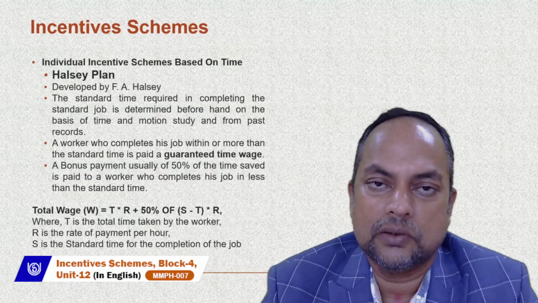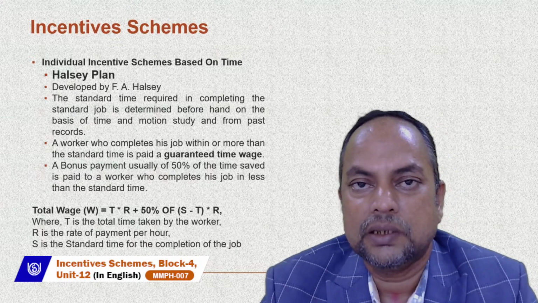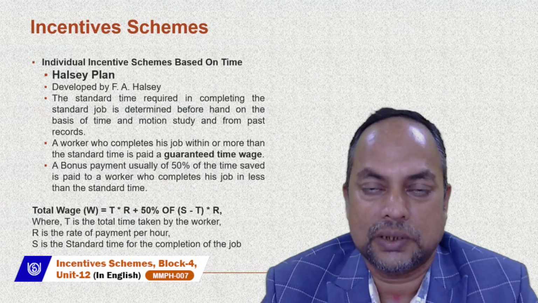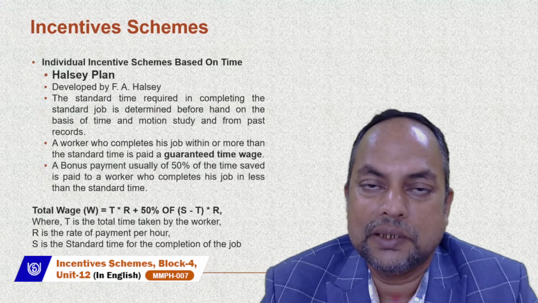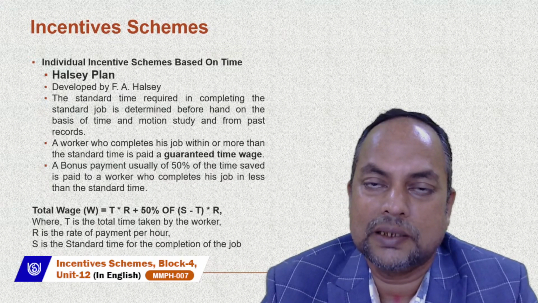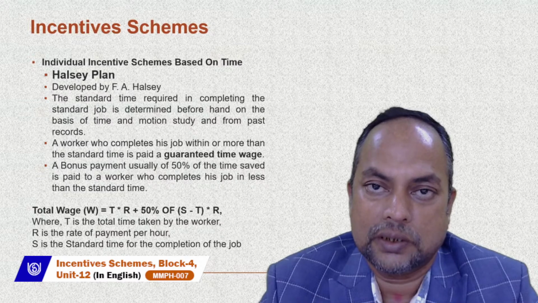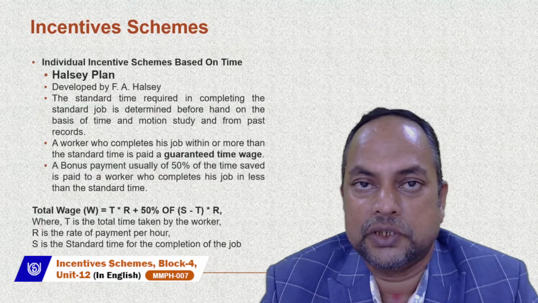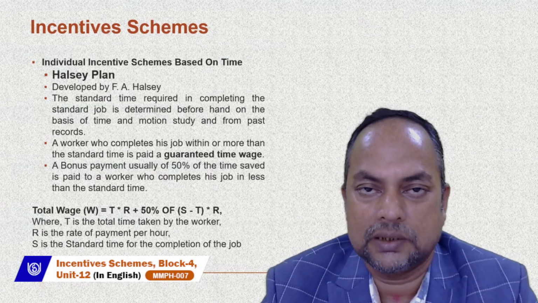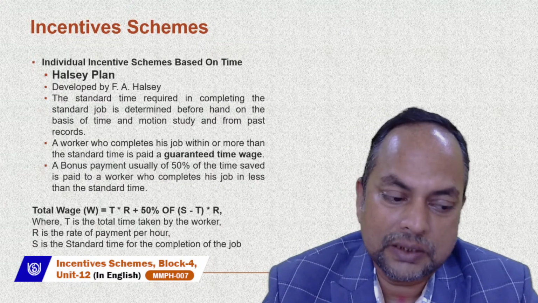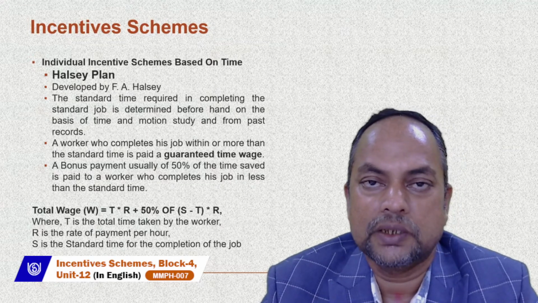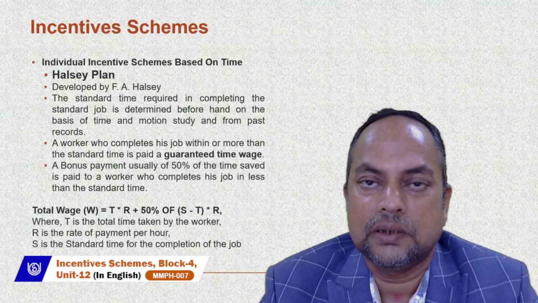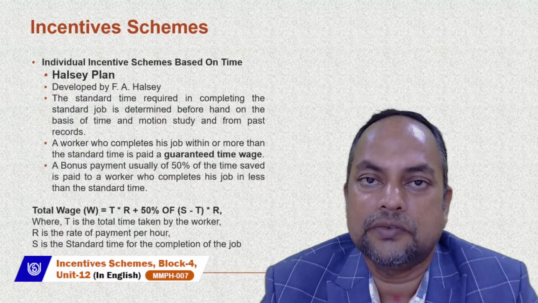So it is calculated on the concept of whether the standard time is less than or more than the actual time. If the actual time taken by the employee is less than the standard time, that means the employee is efficient enough. He has saved certain time which can be utilized another way in the organization, right? And if the actual time taken by the employee is more than the standard time, in that case, the employee is not rated to be efficient.